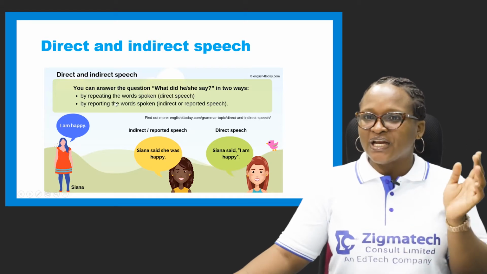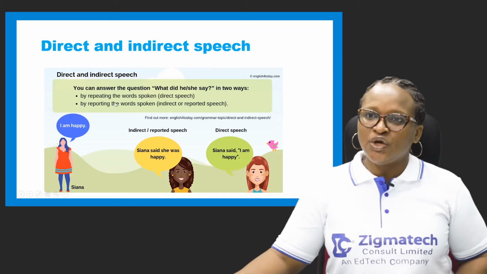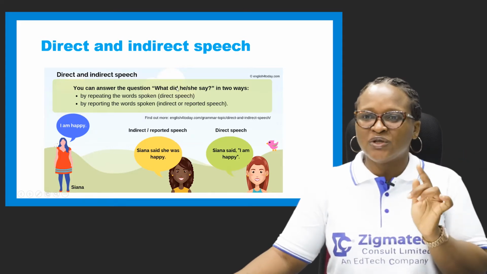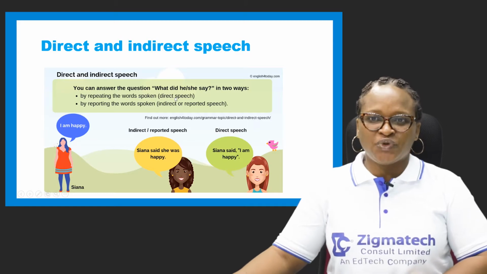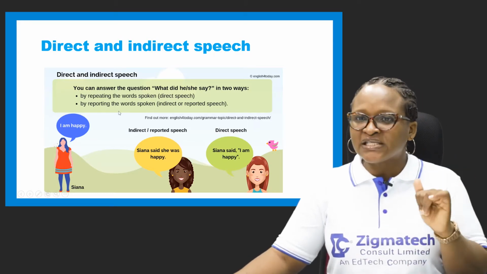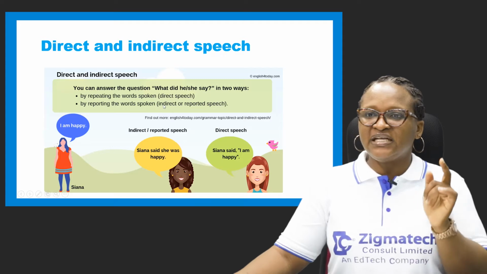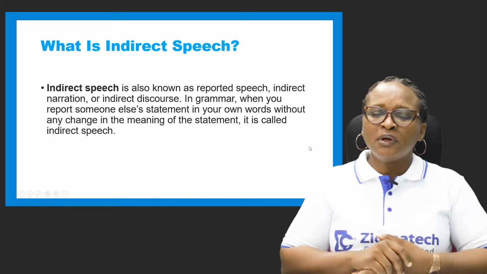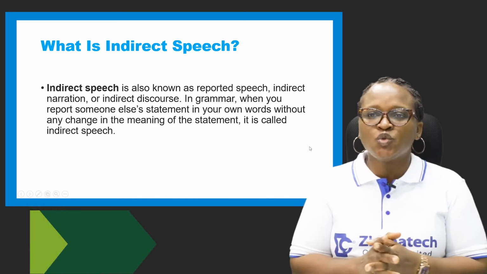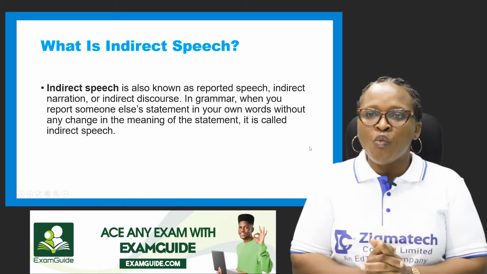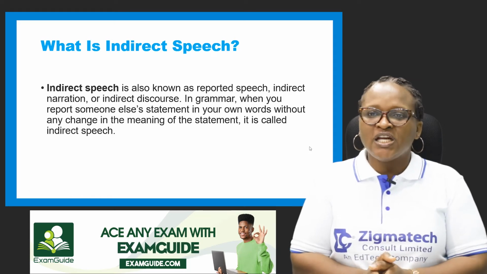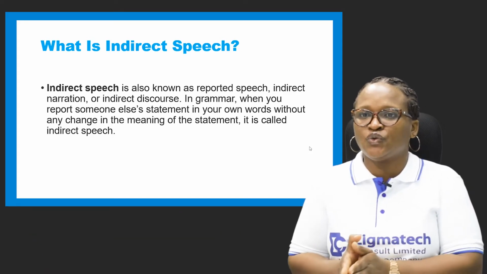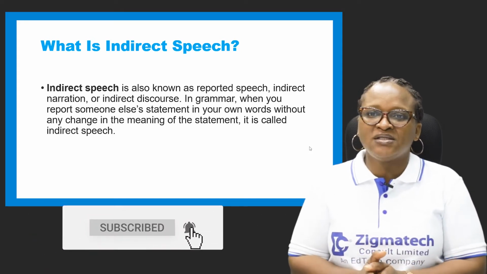Now, remember, you can answer the question, what did he or she say, in two ways. One, by repeating the words spoken. That is what we refer to as direct speech or quoted speech. Then secondly, by reporting the words spoken, which is indirect or reported speech. Let's continue. Now, having defined direct speech as the exact words of the speaker, that is repeating what has been said in its original form, it is important that we also look at indirect speech, because we can't possibly discuss direct speech without also discussing indirect speech. They go hand in hand.